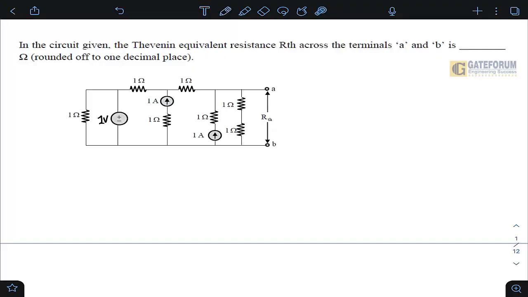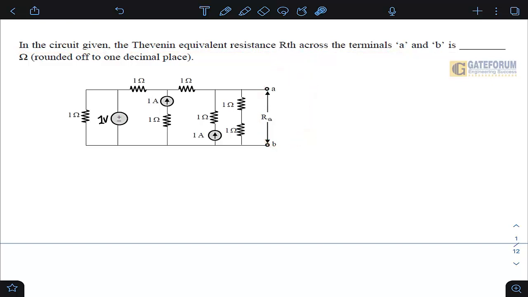This question is asked in GATE 23 of instrumentation. This is from network subjects and from Thevenin theorem concept. The question is, in the circuit given, the Thevenin equivalent resistance RTH across terminal A and B is dash ohms. So you are supposed to find RTH across this terminal, right?